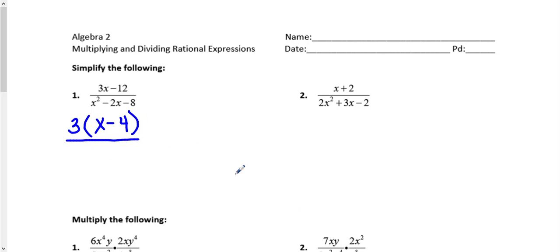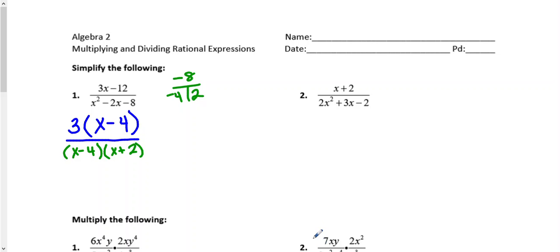And then I'm going to have to look to factor the bottom. The bottom does not have a GCF, so I need to look to play my game. So is there something that multiplies to a negative 8 but adds to a negative 2? Yes, negative 4 and positive 2. And since nothing is in front of x squared, these become my factors of x minus 4 and x plus 2.